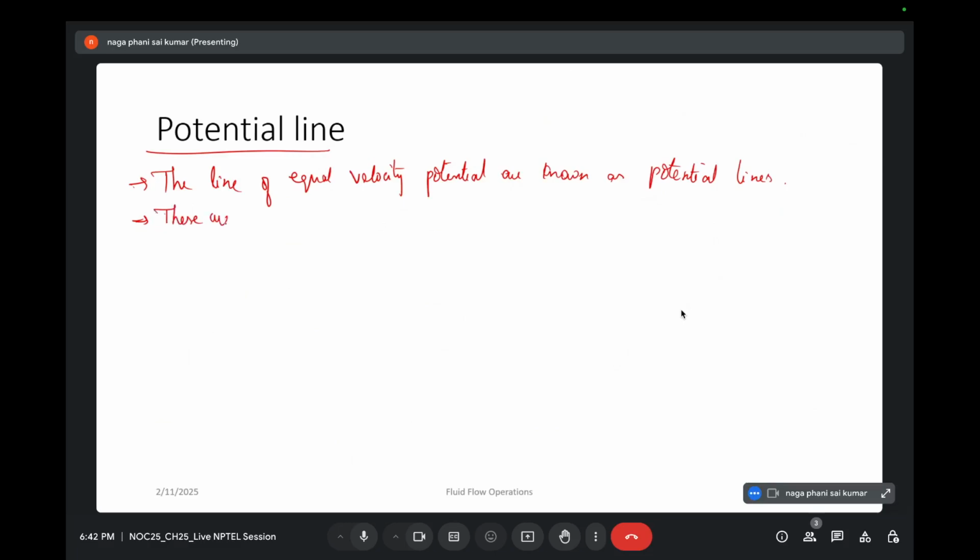These are orthogonal to the streamlines. And in fluid dynamics, potential flow describes the velocity field as a gradient of a scalar function, that is, the velocity potential.